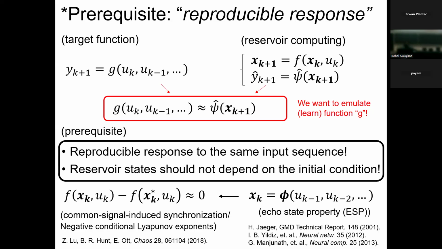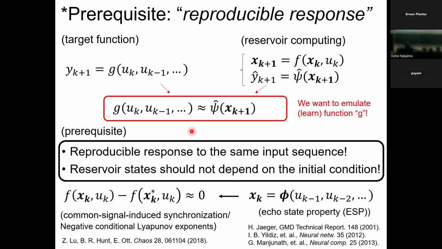Basically, what we are doing in a recurrent neural network is that we want to emulate this kind of function G, which takes previous input. This is the task of a recurrent neural network. And what we are doing in reservoir computing is that we have this kind of input-driven dynamical system, and by adjusting the readout part with some function psi, which can be linear or nonlinear, we try to emulate this G, right?